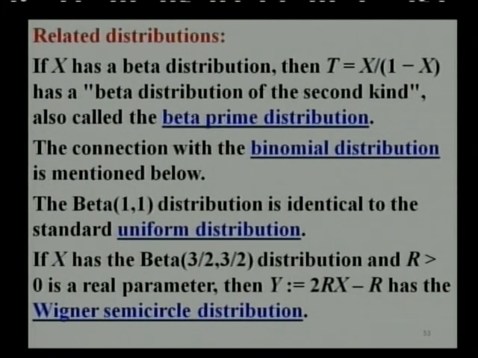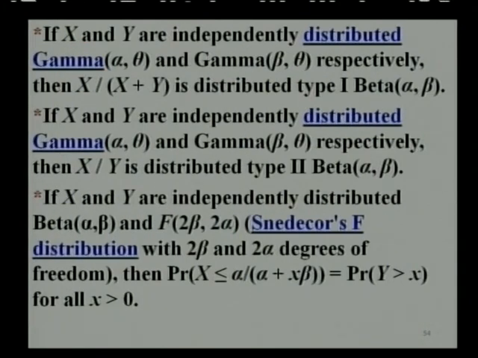The beta(1,1) distribution is identical to the standard uniform distribution. If X has beta(3/2, 3/2), and we take another random variable, say r greater than 0 is a real parameter, then Y equal to 2rX minus r has the Wigner semicircle distribution. If X and Y are independently distributed as gamma(alpha, theta) and gamma(beta, theta) respectively, then X upon X plus Y is distributed as type 1 beta distribution with parameters alpha and beta.